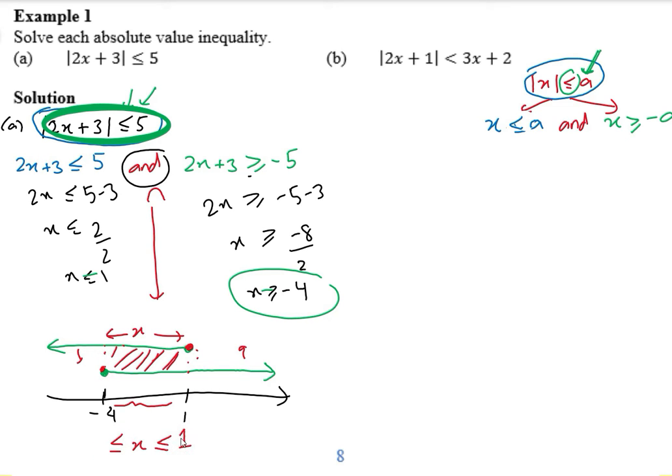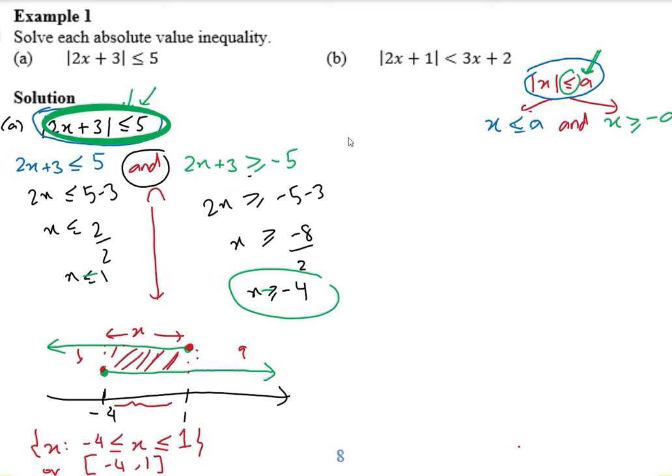Write the number 1 here, and then number negative 4. For a solution set, just write the x and curly brackets. Or you can also write your answer in interval form, which is negative 4, comma 1, in square brackets because we have the equal signs.